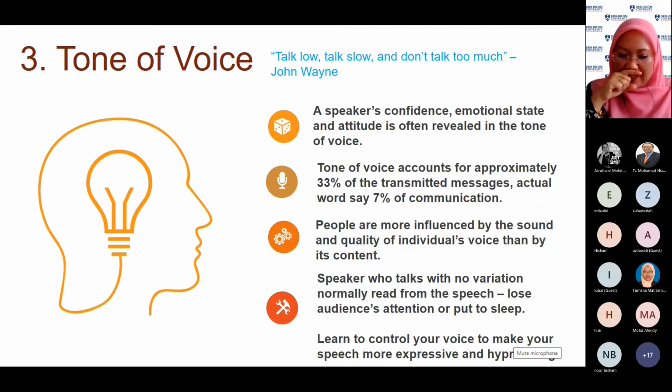What do I mean by the tone of voice? Talk low, talk slow, don't talk too much. It is said that the tone of voice accounts for 33% of the message transmitted, while actual words account for 7%. Even we ourselves experience this, right? If people have a very high pitch kind of voice, it is not pleasant to listen to. So the quality of your voice is very important.